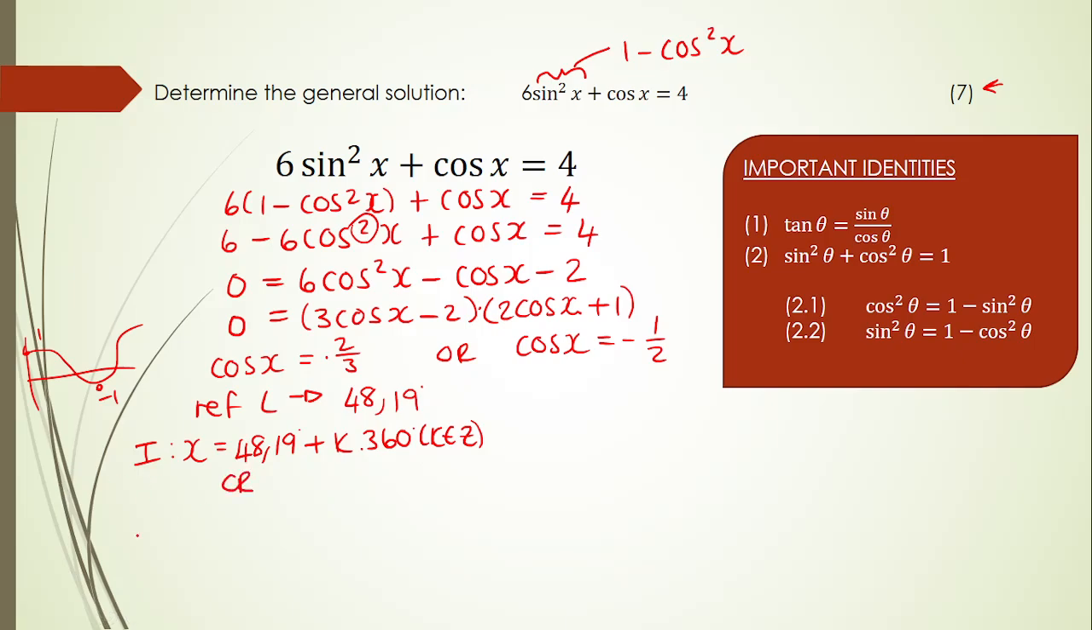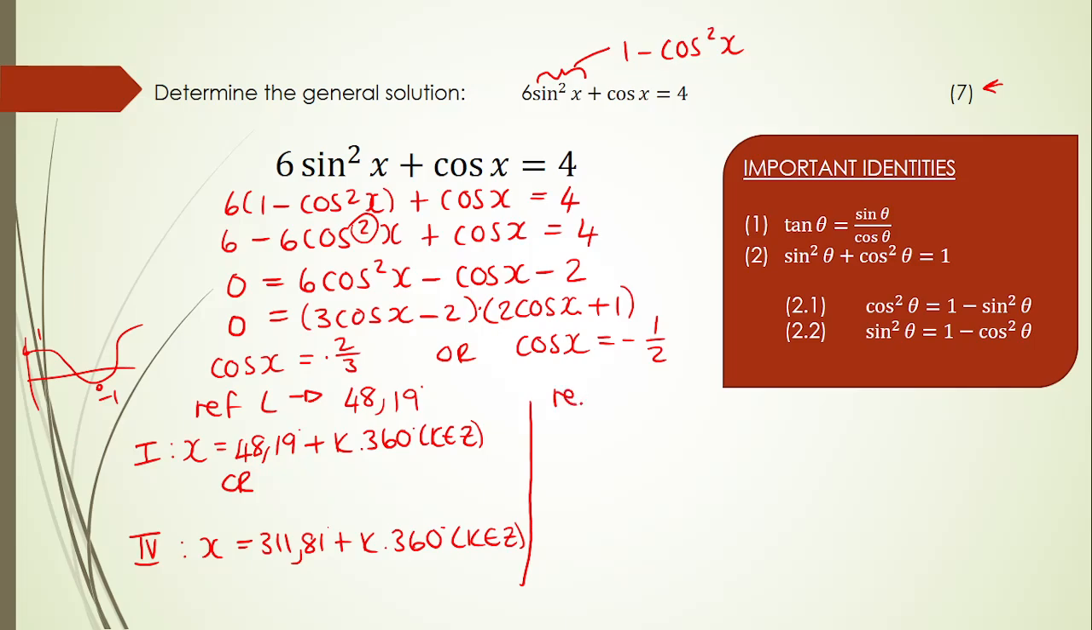Or we're going to be in quadrant 4, which is 360 minus our reference angle, and I'm getting 81 plus k times 360, k an element of integers. Okay, let's look at the other side here.